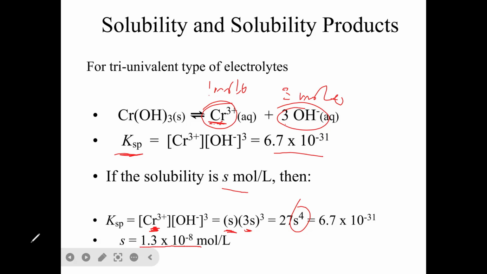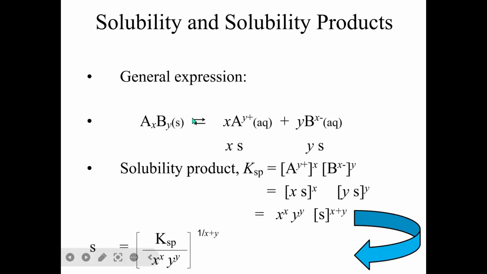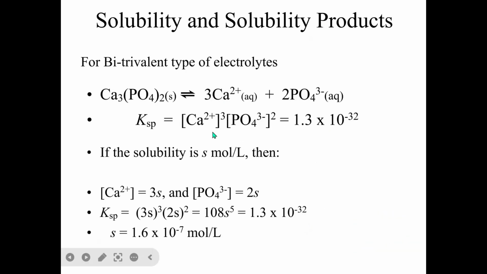So then let's look at another scenario. For a bi-trivalent ion, we have calcium phosphate dissociates to produce three molecules of calcium ion plus two molecules of phosphate ion. So of course the KSP, we do the expression. We have calcium ion in bracket because it is 3 here, so we are now going to have power 3, and of course here is 2, so you have phosphate and then you have power 2 is equal to 1.3 times 10 raised to the power of minus 37.